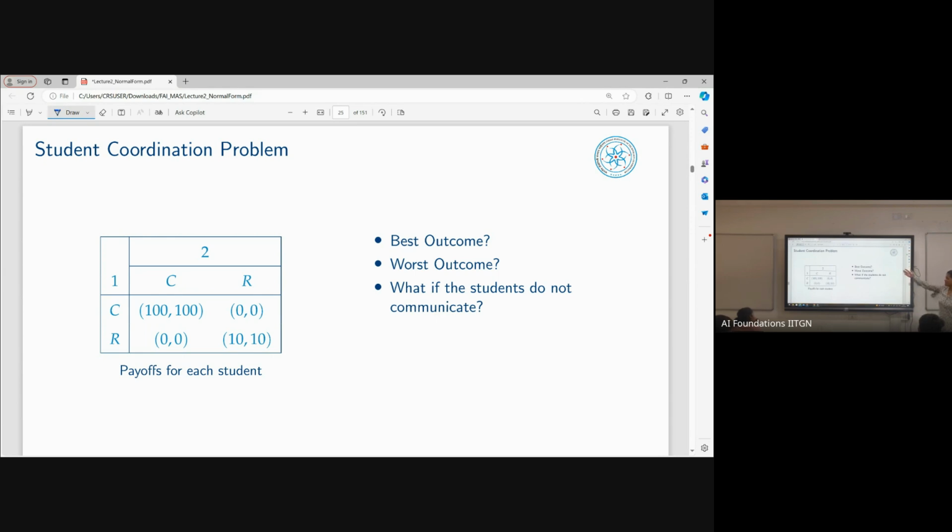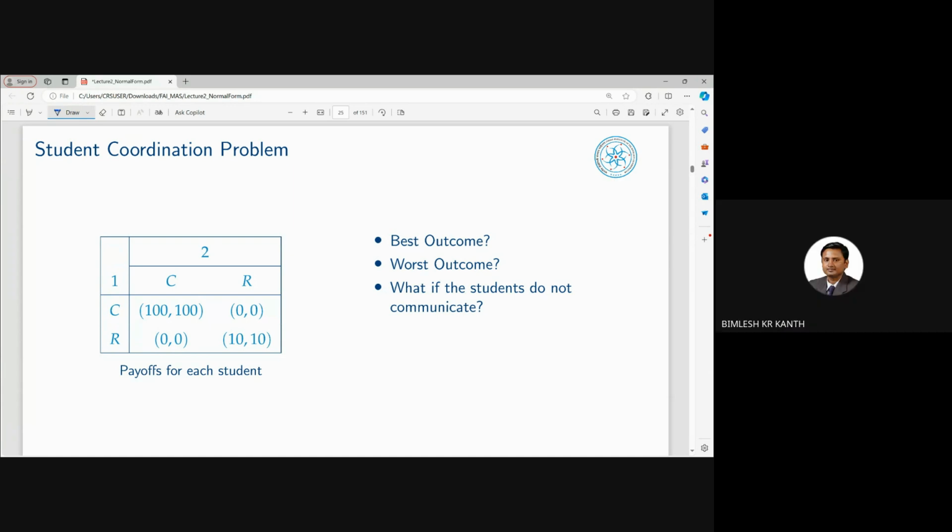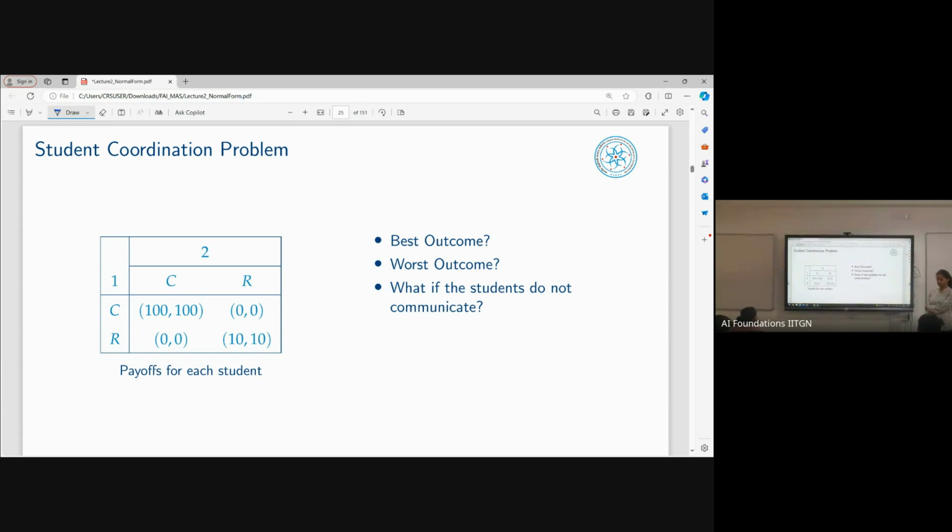The second person might go to the class or might stay back. I don't know. I have to make a decision irrespective of that. What should I do? But this payoff matrix is known to them, correct? The payoff matrix is known to them. It's a complete information set. They know this.